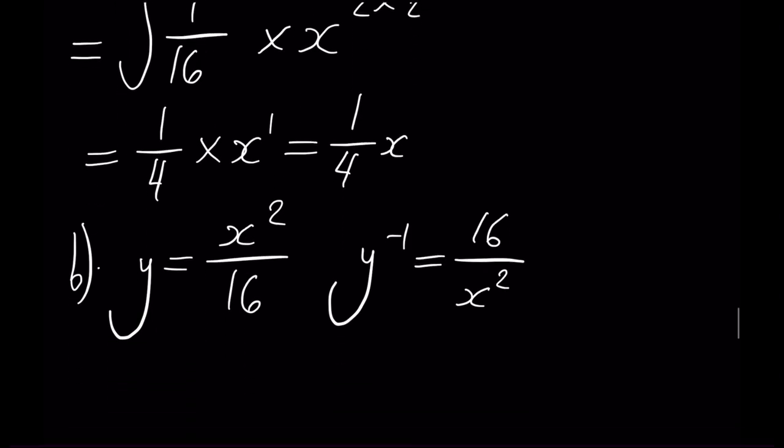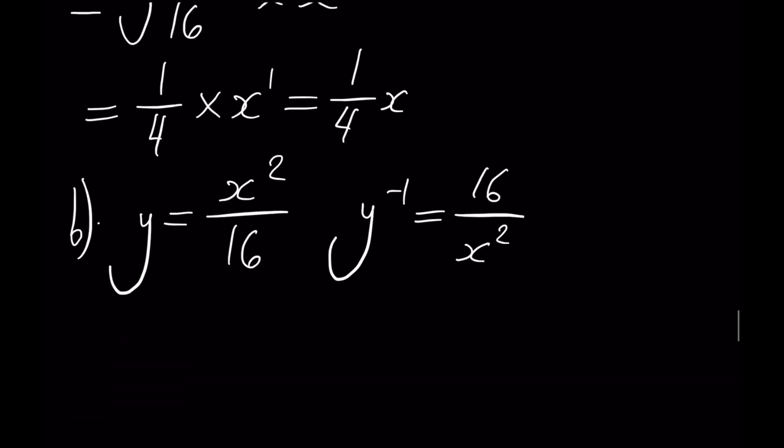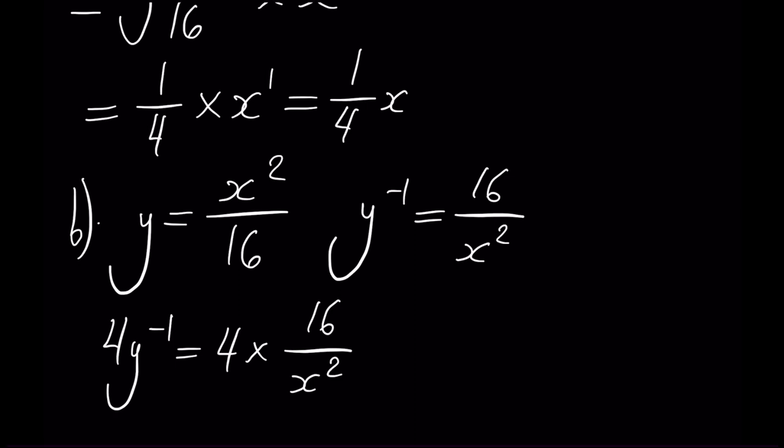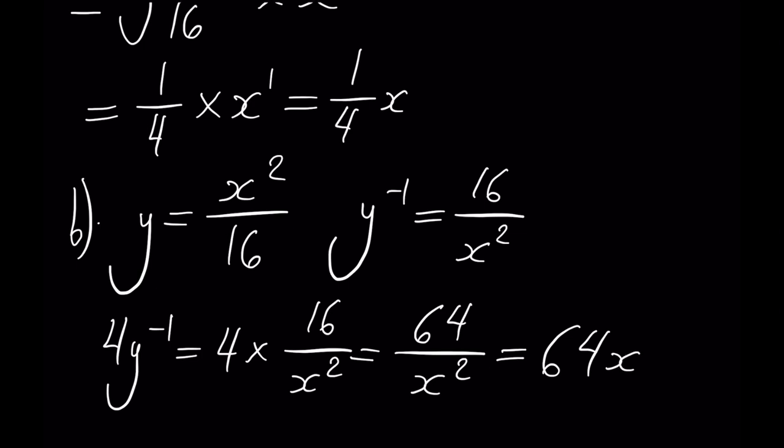That gives us 16 over x squared, and then 4y raised to the power negative 1 equals 4 times 16 over x squared, and 4 times 16 over x squared is equal to 64 over x squared. And using the laws of indices we looked at before, this can also be rewritten as 64 times x raised to the power negative 2.